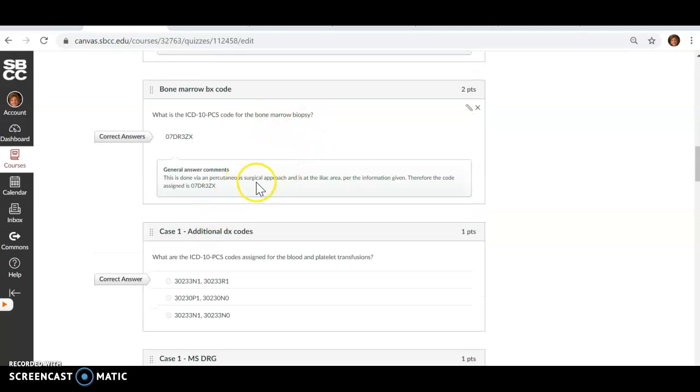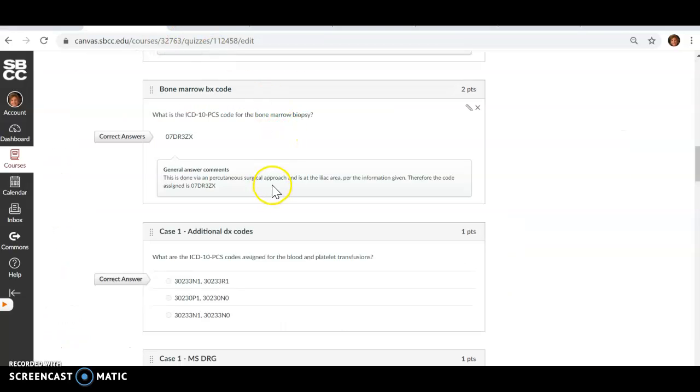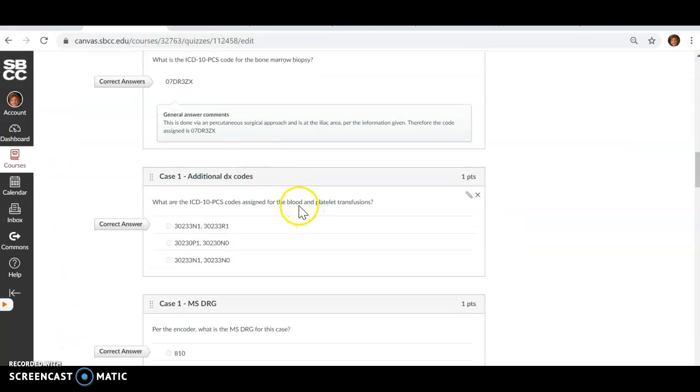Bone marrow biopsy, it's a percutaneous surgical approach. It is from the iliac area, which I didn't think was too big. Everyone did a nice job on that. Right here we have iliac crest area, so we know where to take it from. So with that, let's go to the blood and platelet transfusion.